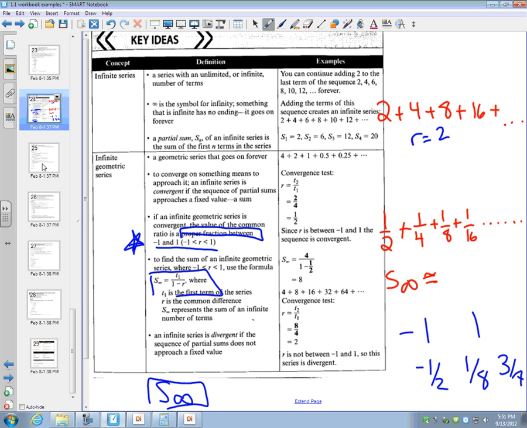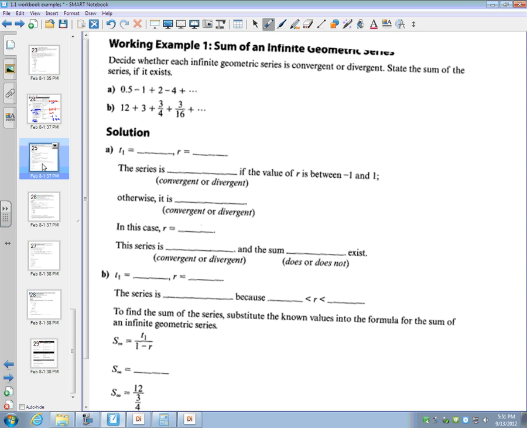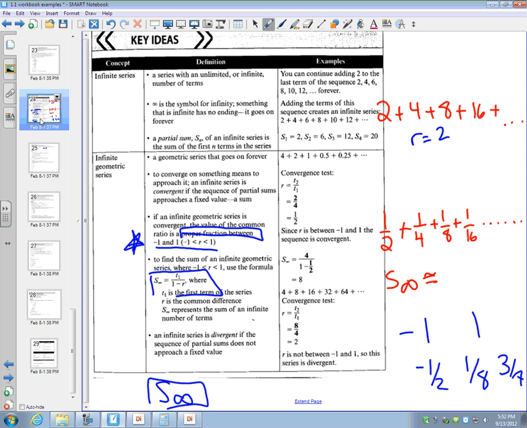It says here, decide whether each of these infinite geometric series is convergent or divergent. State the sum. First thing we have to do is look at the ratio. This is -1 over 0.5, or -1 over 1/2. That is -2 as the ratio, because 0.5 times -2 gives -1. Times -2 is +2. Times -2 is -4. So r equals -2.